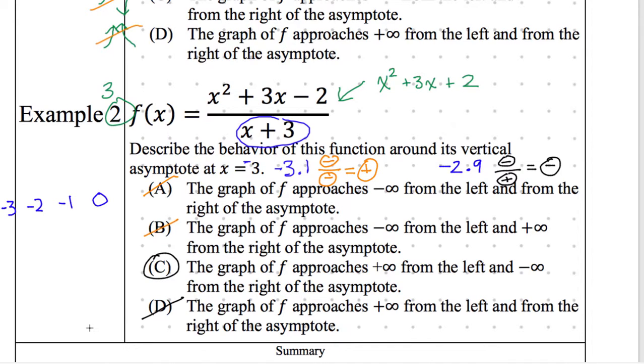Whoa. The answer was C. Oh my gosh. The right is negative. The left was positive. Told you. All right, and that concludes example 3.